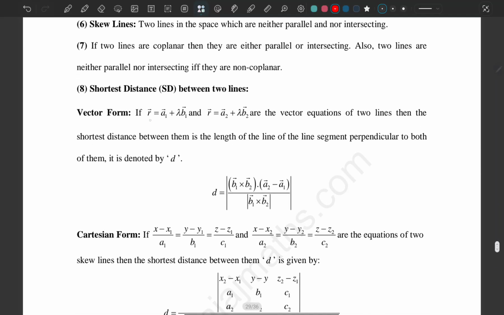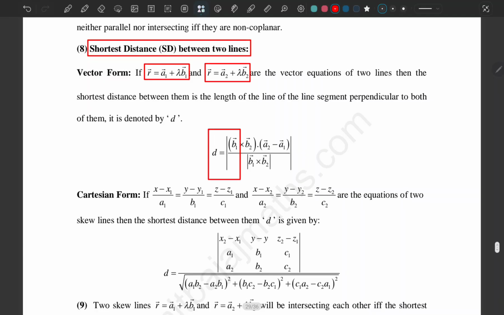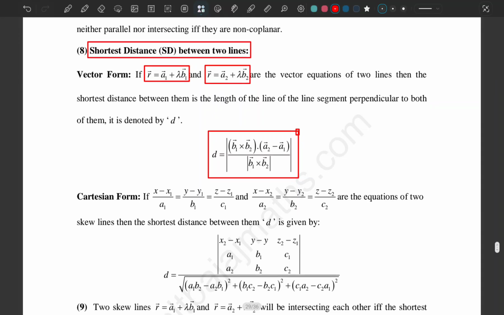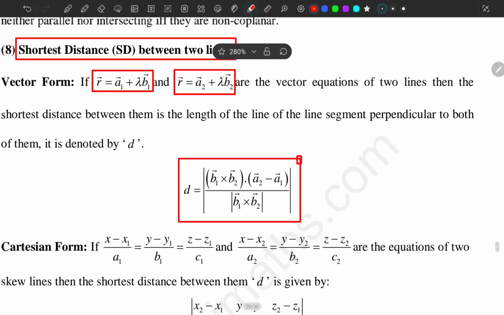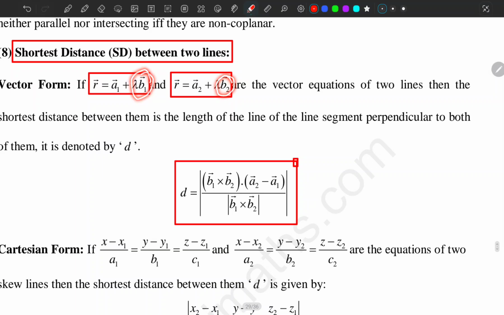Okay, and now shortest distance. This is very important. Vector form: r is representing this, and again r is representing this vector. So the shortest distance between them is this: the magnitude of b1 vector cross b2 vector, times dot a2 vector minus a1 vector, a2 minus a1. You will be given these two things and these two things, and you have to compare them.